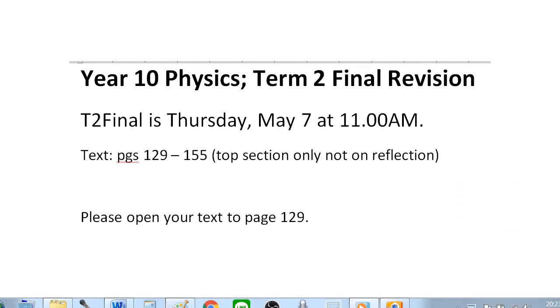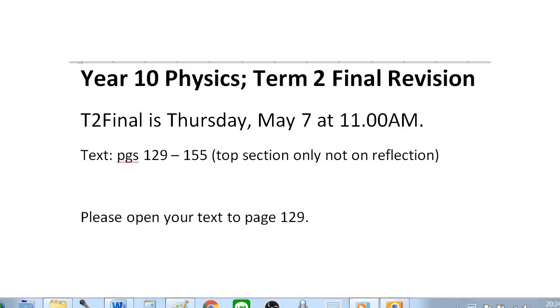Okay, this is the Year 10 Physics Term 2 Final Revision. The Term 2 Final is on Thursday, May 7th at 11 a.m. And the exam will cover the textbook, page 129 through 155. On 155, it's only the top section, not about reflection, refraction, diffraction.